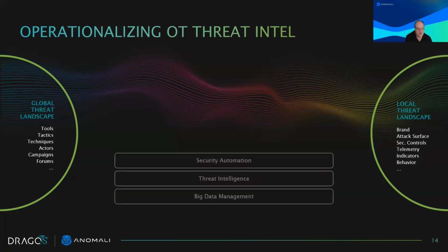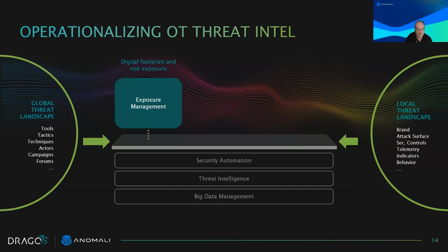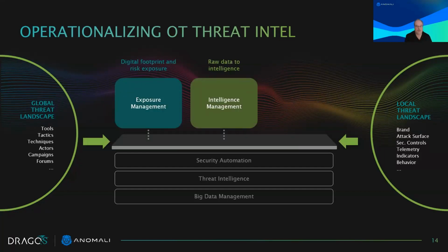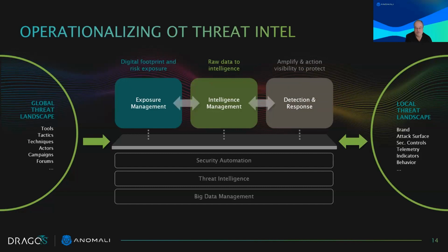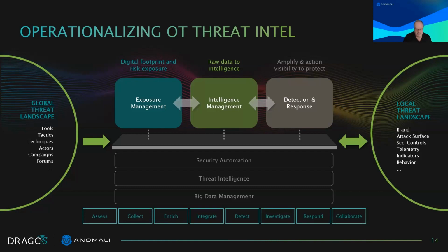And before we do this, we need to look also at exposure management. So we need to understand what your footprint is in your environment. We also need to look at the raw data intelligence, so turning that raw data into intelligence. As Magpie spoke, intelligence is an important component of what's happening. And then finally, we need to amplify this to detect and respond in the environment, to understand quickly and how to react so we don't have a situation that occurs. This brings us to assessing, collecting, enriching, and integrating, detecting, investigating, responding, and collaborating together in the environment to understand this. So let's dig a little deeper.